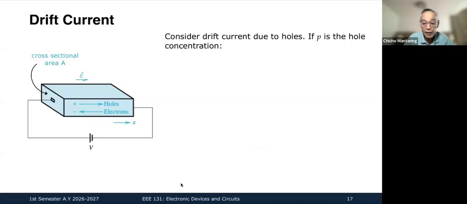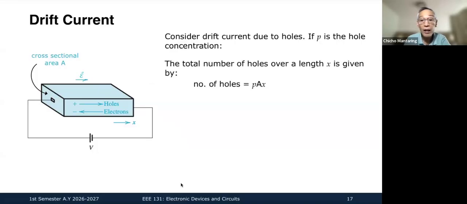Okay, so let's try to derive an expression for drift current. So let's consider drift current due to holes. Let's assume that P is the hole concentration. This is my semiconductor material. It has a cross-sectional area of A. My current is flowing in the X direction.